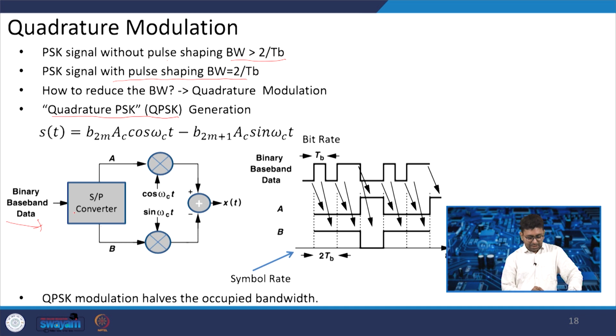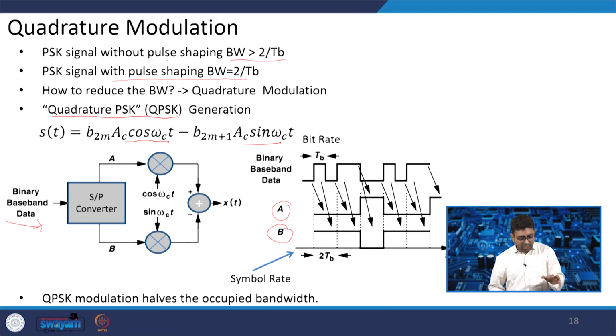Now what is happening? We are dividing the signal. One pulse we send to A, the other pulse we send to B. We are dividing the signal into A and B, and A we multiply with cos(ω_c t), and B we multiply with sin(ω_c t), and then we subtract the signals. Either subtraction or addition is possible.